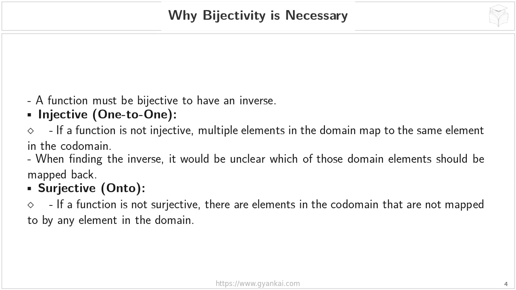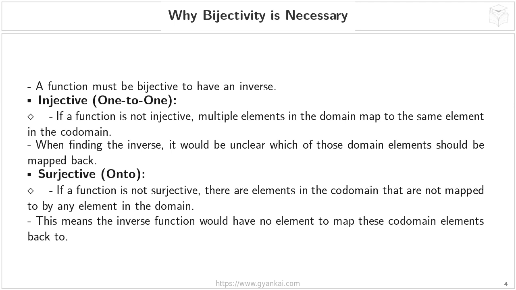Next, let's consider surjectivity, or being onto. If a function is not surjective, it means there are elements in the codomain, potential outputs, that are not actually reached by any element in the domain. Think of it as some destinations having no arrows pointing to them. If you try to create an inverse function, you'd need to map these unreached elements in the codomain back to something in the domain. But there is nothing in the domain that maps to them in the original function. So, the inverse would be stuck. It wouldn't be able to assign a valid input for those codomain elements.